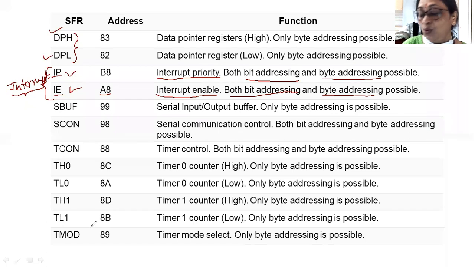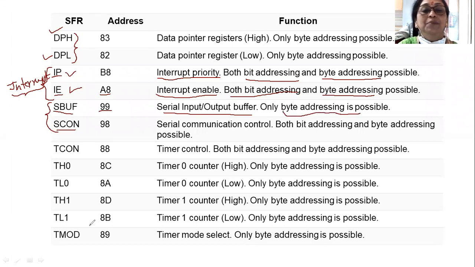Now let us come to the next special function registers, and this next set of special function registers is related to serial ports. Okay, so SBUF means serial buffer and SCON means serial communication control. These are two registers, and as you can observe, the SBUF register has address 99 hexadecimal, and it is called the serial input output buffer, and it is only byte addressable. It is not bit addressable.